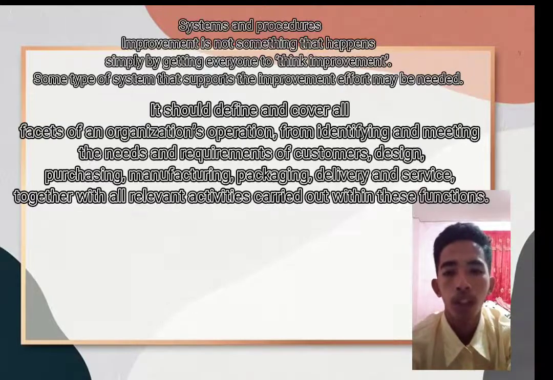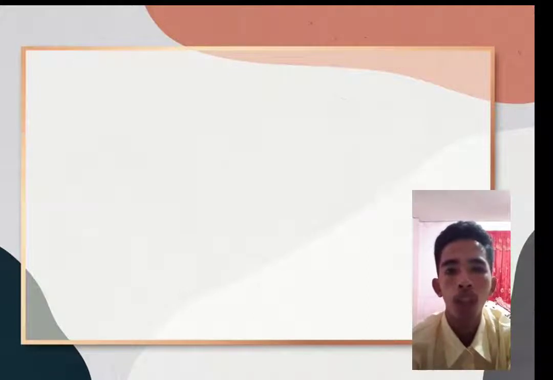Systems and procedures. Improvement is not something that happens simply by getting everyone to think improvement. Some type of system that supports the improvement effort may be needed. An improvement system, sometimes called a quality system, is defined as the organization's structure, responsibilities, procedures, processes, and resources for implementing quality management. Its processes constitute detailed methods, procedures, and routines which are required to carry out a specific activity, perform a duty, or solve a problem.